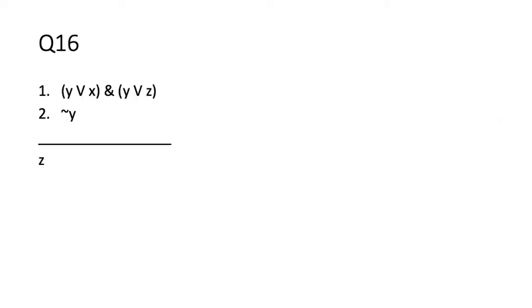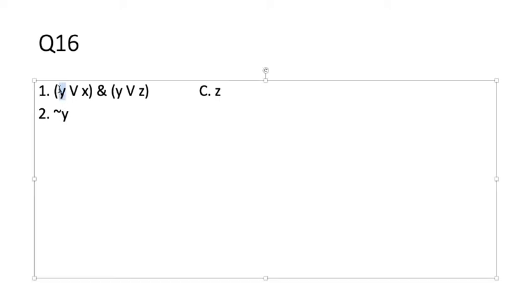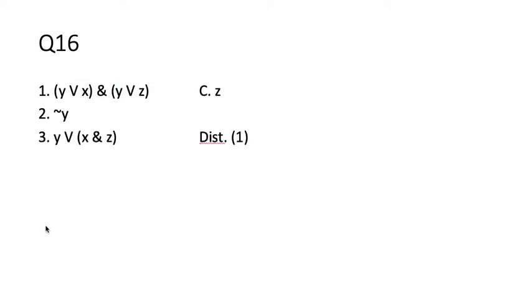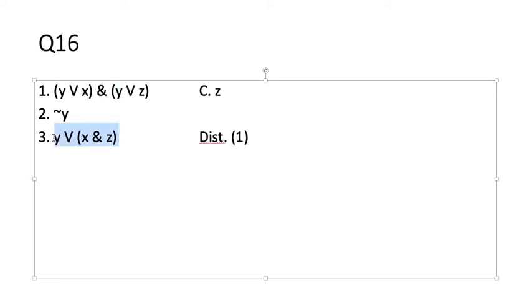Question 16. Okay, this looks like another instance where I can do distribution. I have a conjunction. The two conjuncts are disjunctions. And I have a Y here that I've highlighted and a Y over here. So I'm going to turn this conjunction into this disjunction via the rule of distribution.